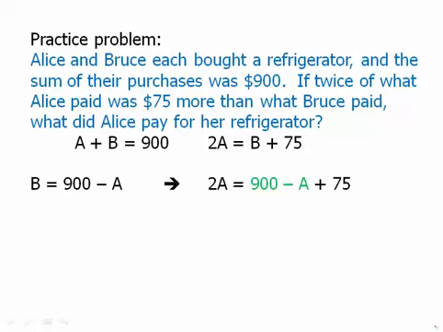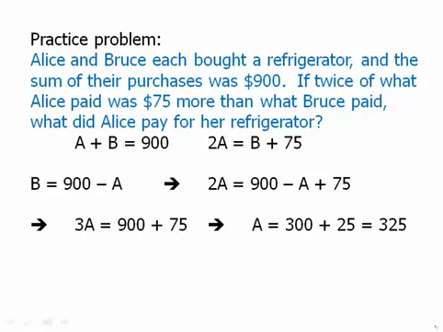So I'll plug that in, then I'll add A to both sides. I get 3A equals 900 plus 75. I'm just going to leave it like that, not even add them up, because I have to divide by 3. Well, if I divide by 3, clearly 900 divided by 3 is 300. And 75 divided by 3 is 25, so it's just 300 plus 25, or 325. And that's what Alice paid for her refrigerator.